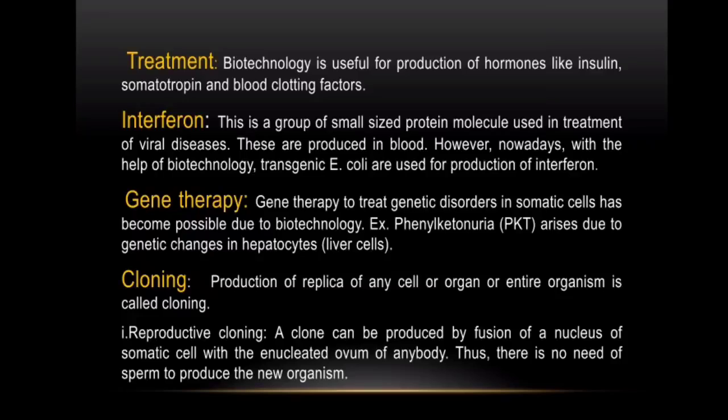Cloning. Production of replica of any cell or organ or entire organism is called cloning. Reproductive cloning. A clone can be produced by fusion of a nucleus of somatic cell with the enucleated ovum of any body. Thus, there is no need of sperm to produce a new organism.